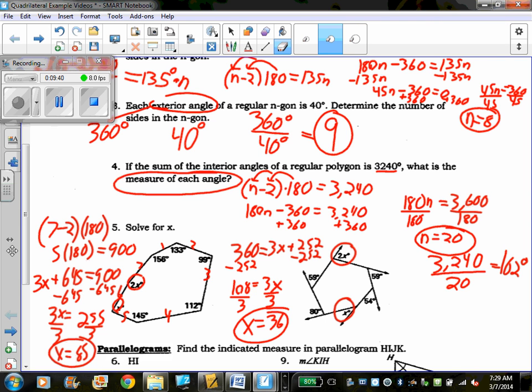So those are some examples of these problems that relate to these properties. So good luck. See you in the quadrilateral stuff.